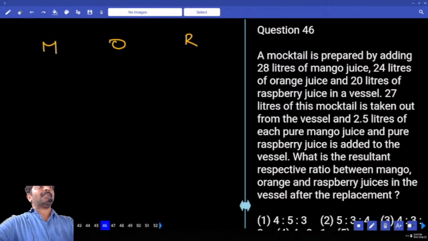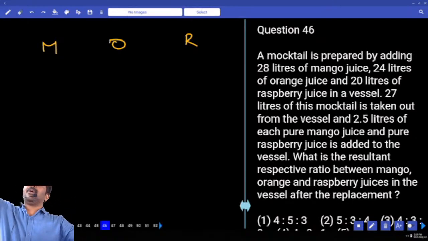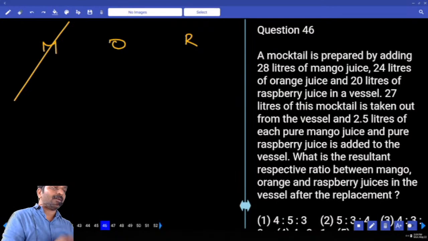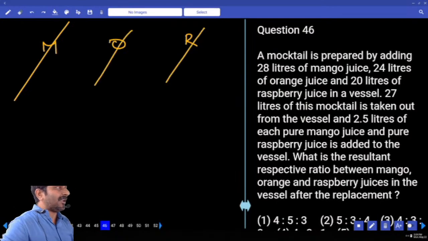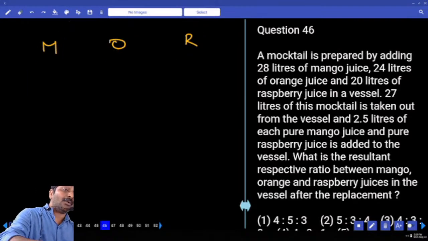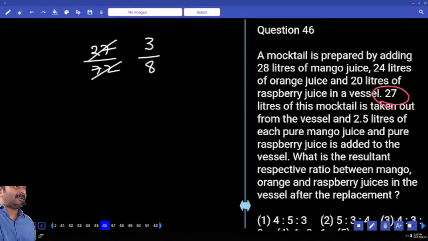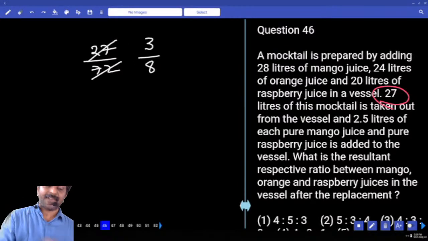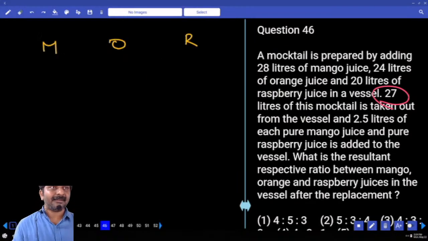Now the same I'll talk in terms of fractional parts. Out of the total quantity, if half of the quantity is taken out, half of mango goes out, half of orange goes out, half of raspberry goes out, agreed? Now out of 72 liters, how much quantity is taken out? 27, which is what fractional part? 3/8. That means 3/8 of the existing quantities also goes out, right?